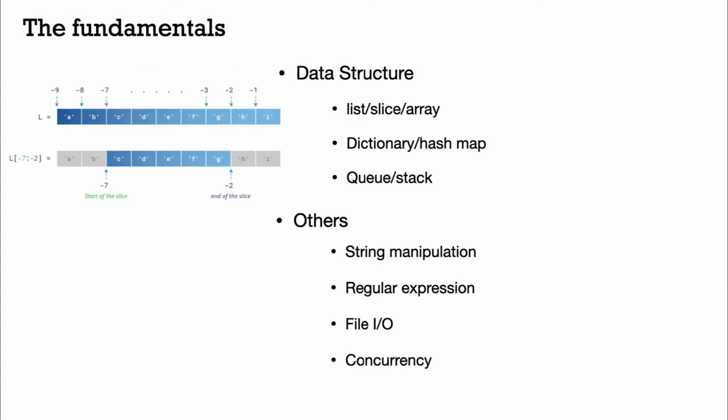Third, the basics. This includes data structures such as list or array, hashing, hash map or dictionary, stack or queue, heap or priority queue, and others such as string manipulation, string slicing, regular expression, input and output, and concurrency. Like I said before, since your questions are mostly network automation based, these basics are a must. You really need to have a strong understanding of them.